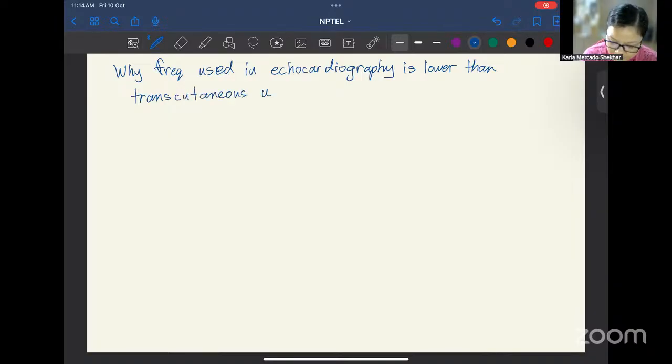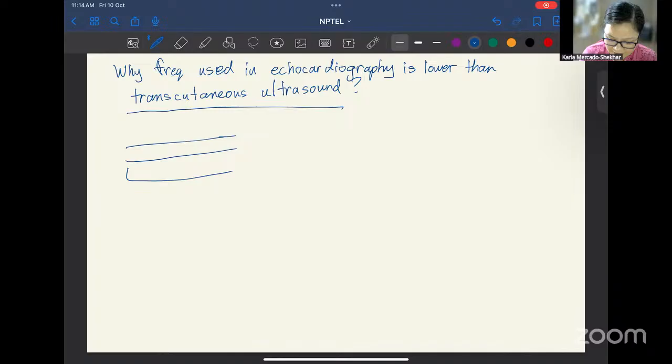Okay, so first, we already know what echocardiography is. Now let's talk about what transcutaneous ultrasound is. When you talk about transcutaneous, we talk about imaging through the skin. Of course your skin has certain layers, subcutaneous layer and so forth. Then you get into your fat, then you get into muscle. So this is your skin layers, your fat, depending on which part of the body you are, and then muscle below it, and all the other internal visceral organs.